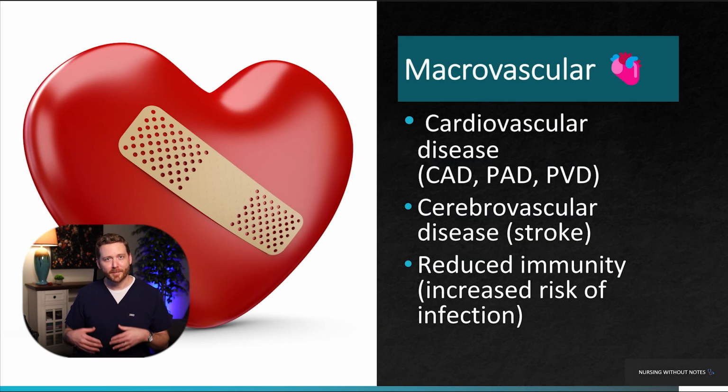Macrovascular complications encompass cardiovascular disease, cerebrovascular disease, and compromised immunity and healing. These plaques can accumulate in coronary arteries, potentially resulting in a myocardial infarction. Peripheral arteries may also be affected, leading to peripheral vascular disease, and in severe cases, diabetic foot ulcers. In instances where these plaques form in the brain's blood vessels, they can trigger ischemic strokes. The elevated glucose levels, impaired gas exchange, and compromised white blood cell function collectively reduce immunity, raising the risk of infections and delayed wound healing.